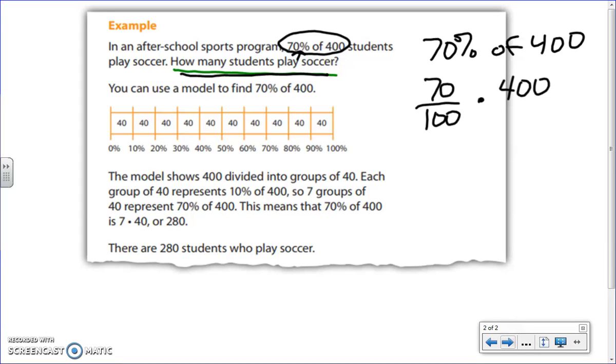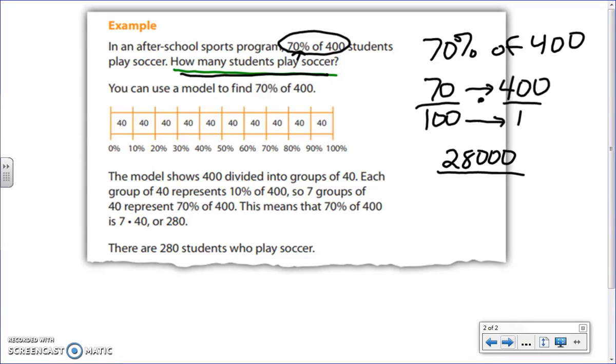You can solve this next part of the expression two ways. You can multiply straight across and then reduce, or you can cross reduce and then multiply. I prefer to cross reduce, but the book shows it just by multiplying straight across. I know that a lot of teachers teach it that way as well.